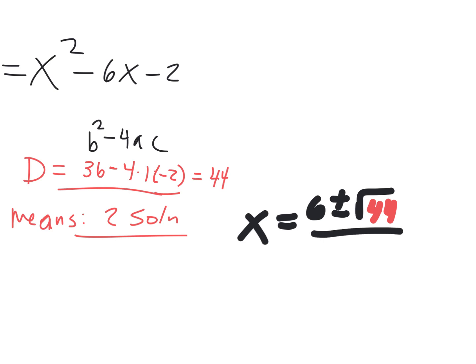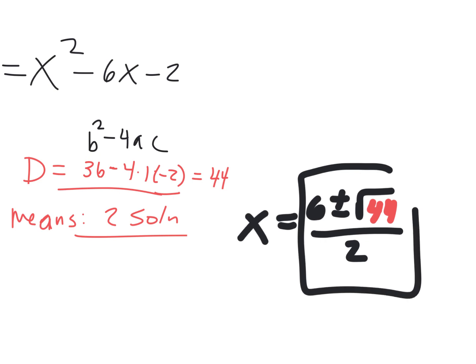All over 2a, which is 2 times 1, which is 2. There's my answers. Now, a lot of kids got stumped on the homework when they asked for that as a decimal. I don't expect you to know the square root of 44 in your head. Nobody knows that in their head. So then what do you have to use? Some sort of calculator. You could use your iPad's calculator, it'd be fine.